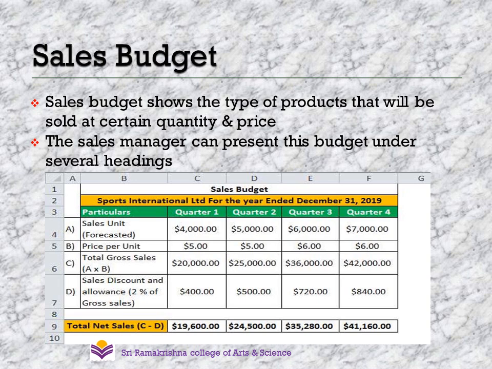So below is an example of a sales budget. Here the sales units have been given, and the price per unit has also been given. To calculate the total gross sales, multiply the sales units by the price per unit, and a discount on sales has been given. To calculate the total net sales, the discount is subtracted from the total gross sales.